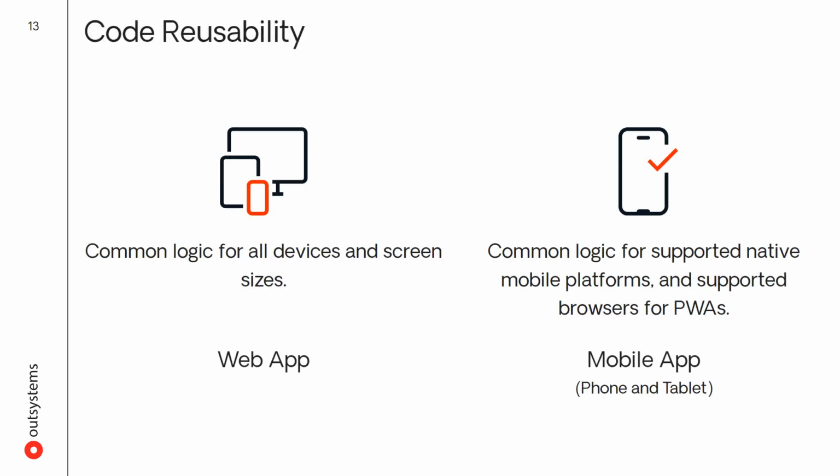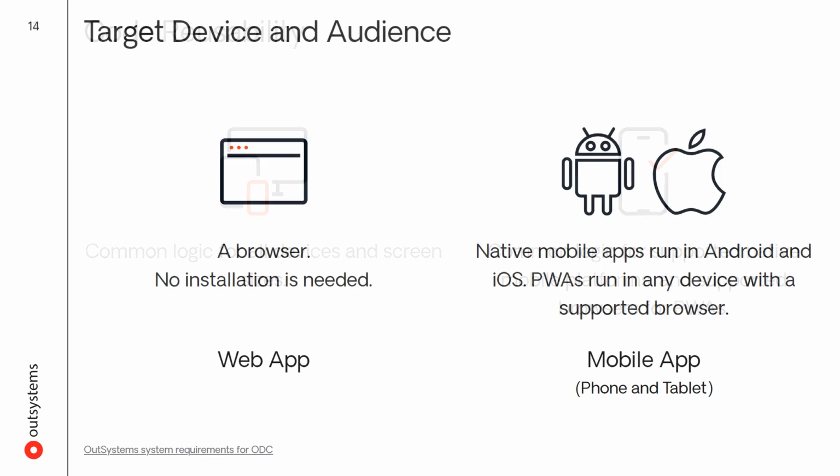Both web and mobile apps are very similar in regards to code reusability. The same logic will be common in either case. The target device and how your audience will access the app is different. With web apps, access occurs via browsers, while a mobile app can be executed natively on the device or as a PWA, using a supported browser.